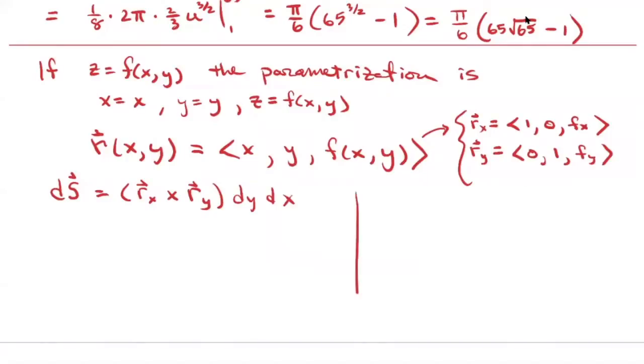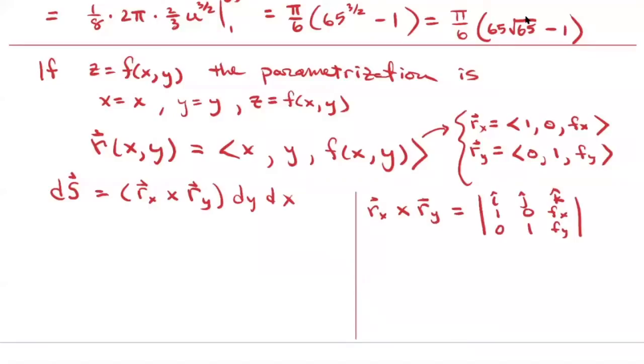Maybe over this side we can squeeze in a cross product here. So r_x cross r_y is what I want for the differential. Here goes. I'm going to have 1, 0, f_x, 0, 1, f_y, and then the i, j, k's. The i gets 0 times f_y minus 1 times f_x. So I think it's just negative f_x. I gotta think about that.